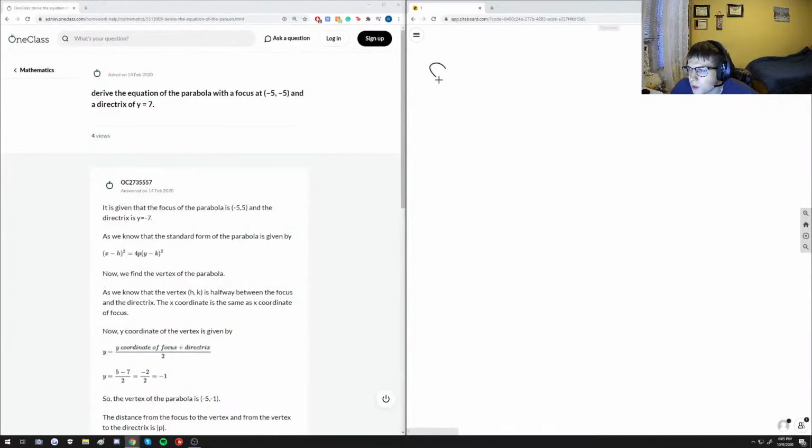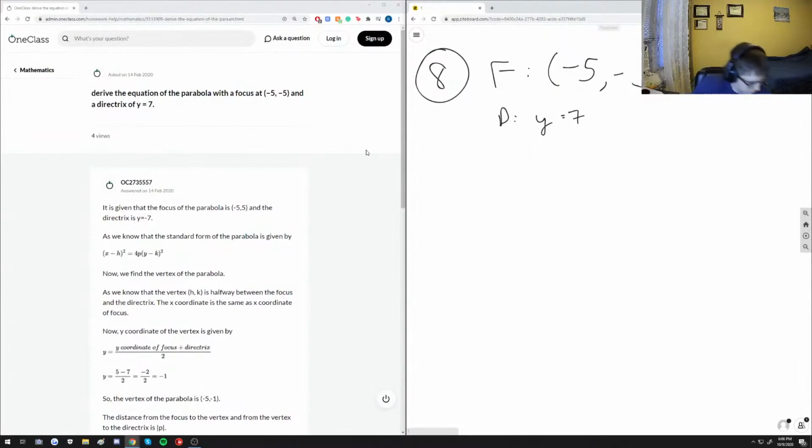Okay, so for number 8, we want to derive the equation of the parabola with a focus at (-5, -5) and a directrix of y = 7. So I already see an issue with the solution. The solution assumes that the focus is at (-5, 5), so that's not the case. So we have to revise the solution a little bit.